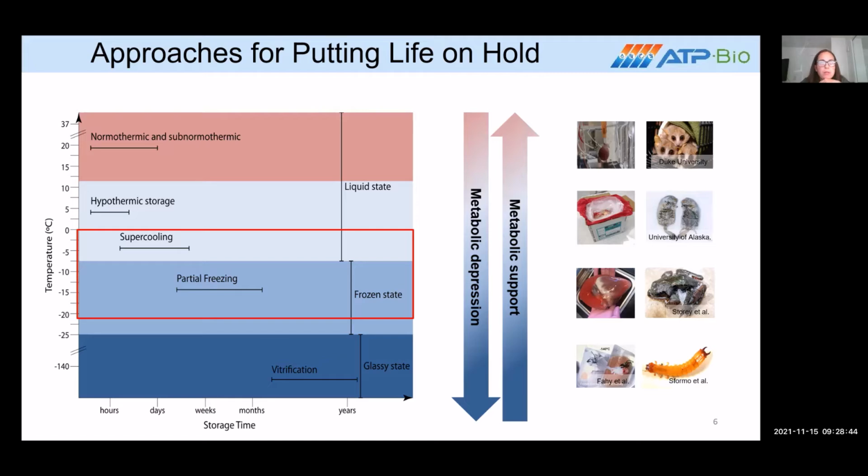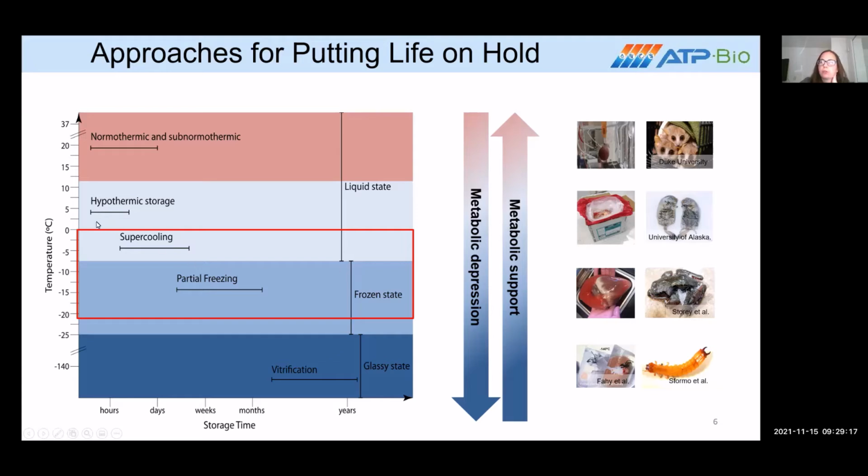The other thing that I want to highlight is that there are actually organisms in nature that display examples of each of these approaches. So for example, we have primates that can go into suspended animation at normothermic and subnormothermic temperatures. We have squirrels that can supercool, and we have freeze-tolerant organisms, the Rana sylvatica, which is going to be the highlight of this talk, that can freeze completely solid, and even rare instances in nature of organisms that can vitrify.